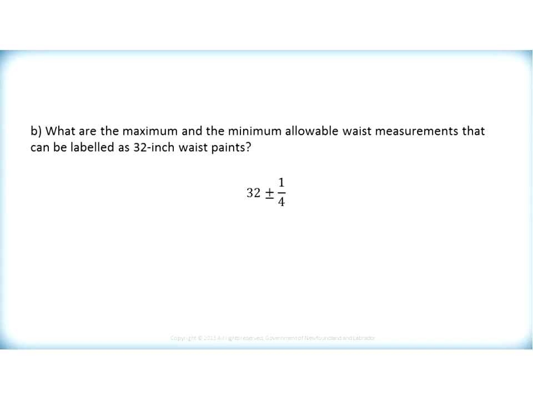So that gives us a maximum value of 32 plus 1/4 inches, or in other words, 32 1/4 inches, and it gives us a minimum value of 32 minus 1/4 inches, which works out to 31 3/4 inches. So we have a maximum value of 32 1/4 inches. We have a minimum value allowed of 31 3/4 inches.